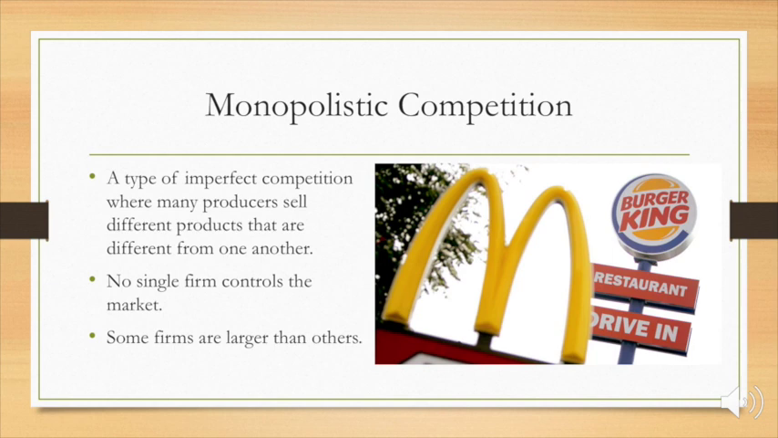New trade theory brings monopolistic competition along with it. Monopolistic competition is a type of imperfect competition where many producers will sell products that are different from each other. There's not going to be a single firm that takes control over the entire market, and there's going to be some firms that are larger than others. Aside from the automotive industry, which has monopolistic competition in it, another example would be the fast food industry. McDonald's, Burger King, Wendy's. This fast food industry is made up of a lot of brands that we are familiar with and can distinguish from each other, and that's just something that's very common in the new trade theory.